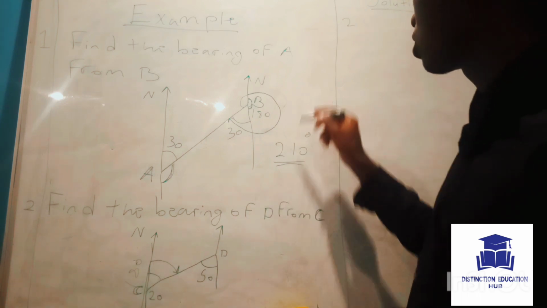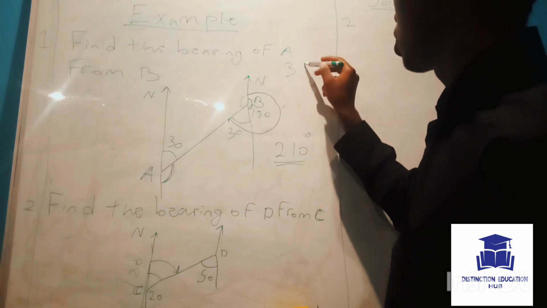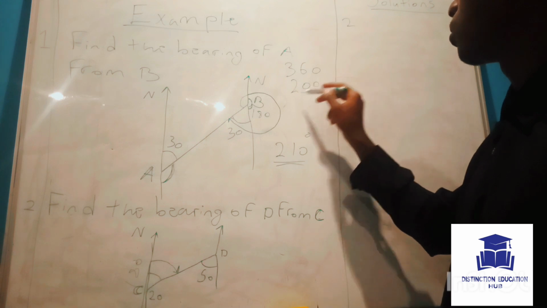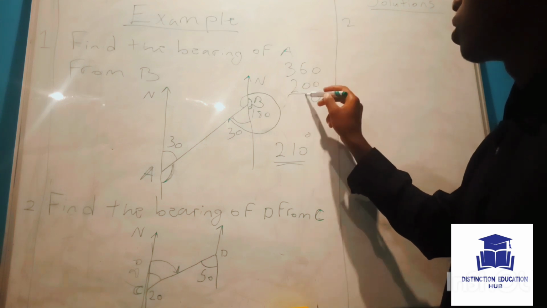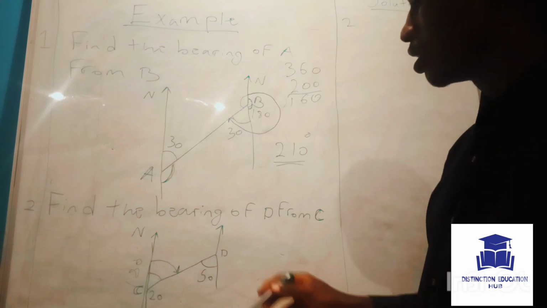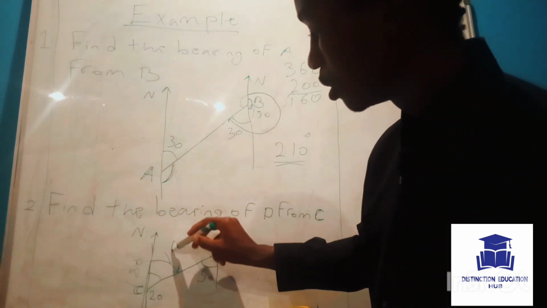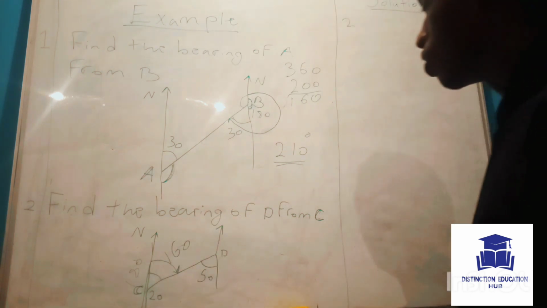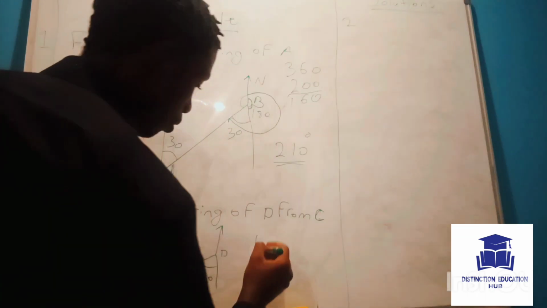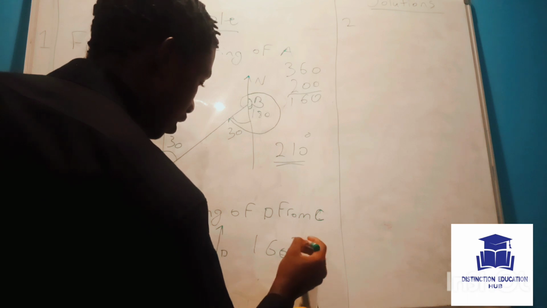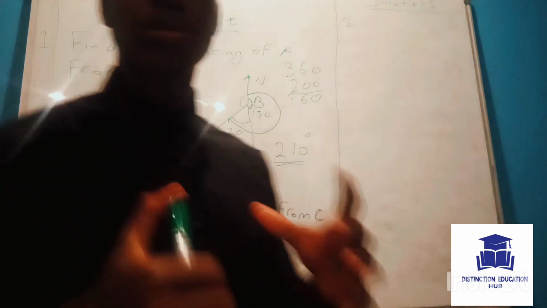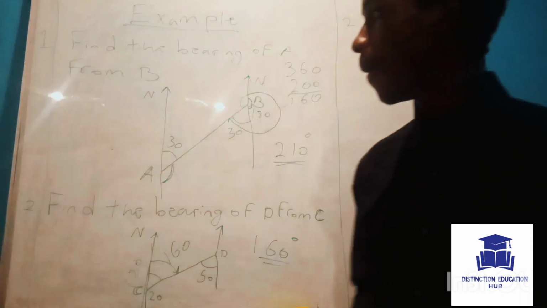So in order for us to find the angle here, we subtract 200 from 360. When you subtract 200 from 360, you get 160. So the bearing of D from C is 160 degrees. Yes.